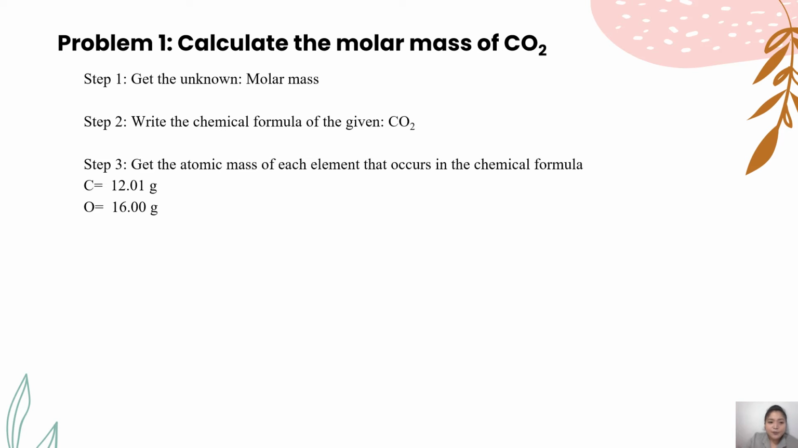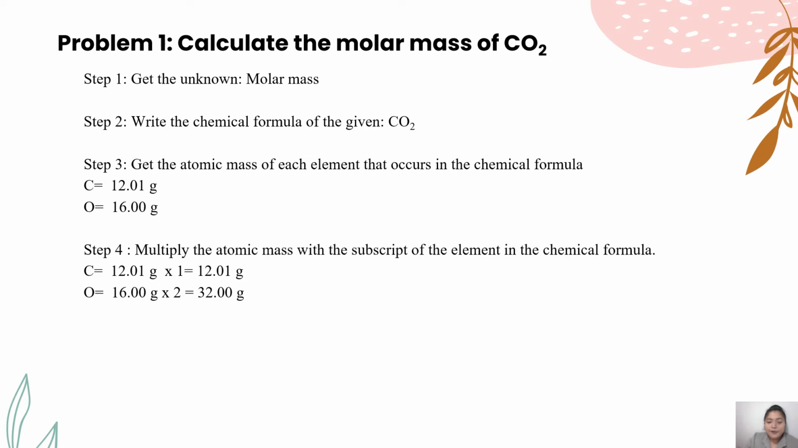Then for the third step, we are going to get the atomic mass of each element that occurs in the chemical formula. For carbon, we have the atomic mass of 12.01 grams, and for oxygen, we have 16 grams. Then for step 4, we are going to multiply the atomic mass with the subscript of the element in the chemical formula. So for carbon, we only have 1. Therefore, the atomic mass is to be multiplied by 1. So we have 12.01 grams.